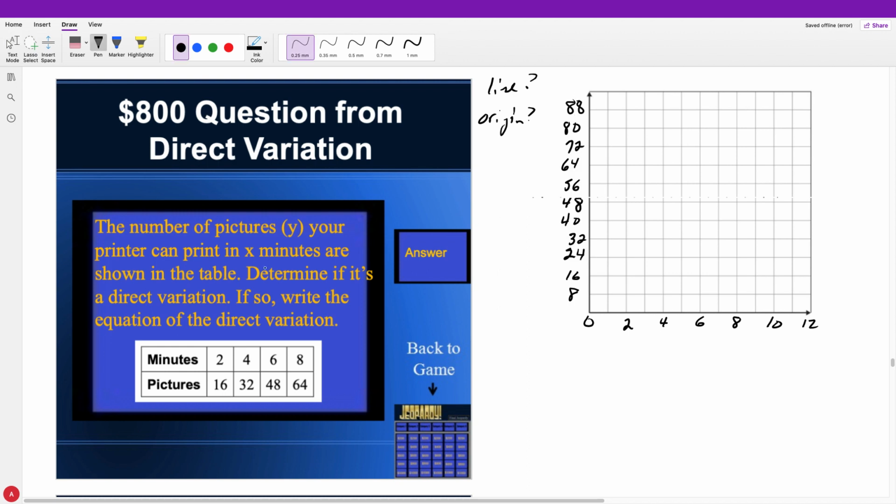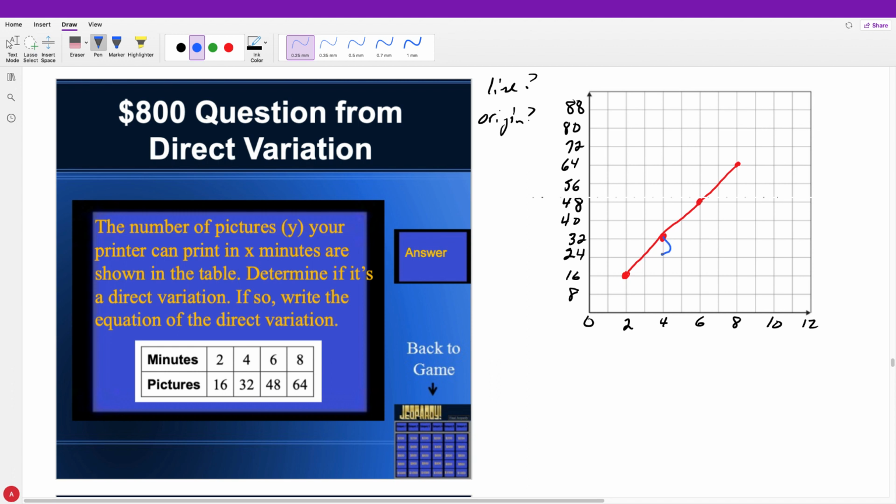All right, and then once I figured out what I need to do for my x and y axis, I'm going to go ahead and plot these points. So we have 2 and 16, so that'll be here. We have 32 and we have 4, so that'll be here. We have 48 and we have 6, and we have 64 and we have 8. So I can clearly see that these form a line, but I also need to check, will it go through the origin?